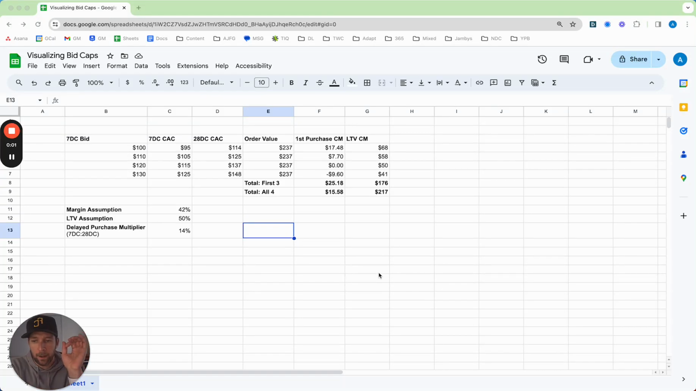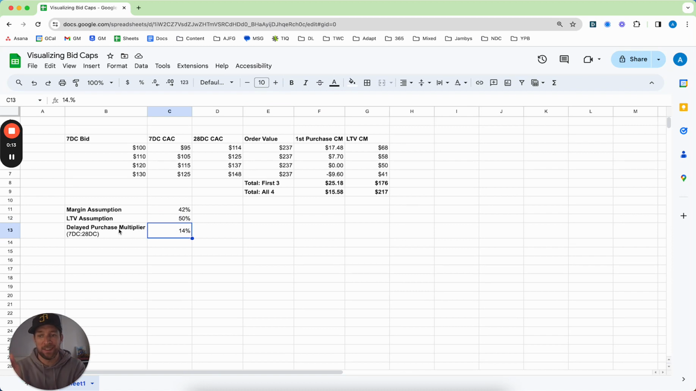All right, let's talk about how bid caps actually work for a second. So let's think about this business with 42 points of margin, 50% 1-year LTV, and a 14% delayed purchase multiplier between 7-day click and 28-day click.